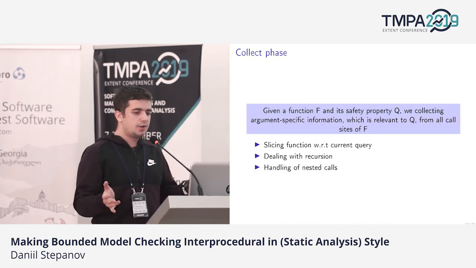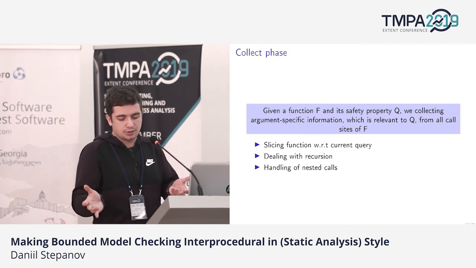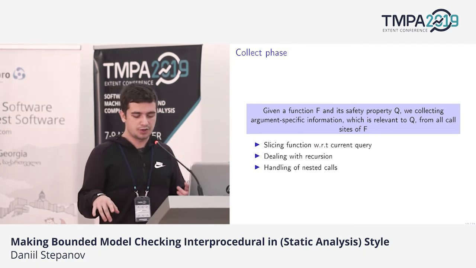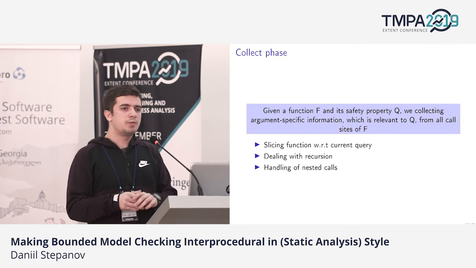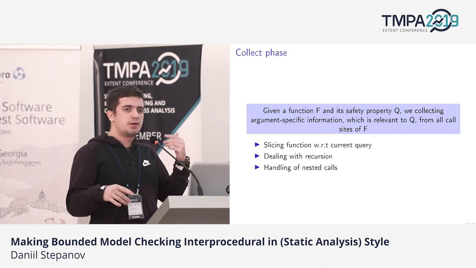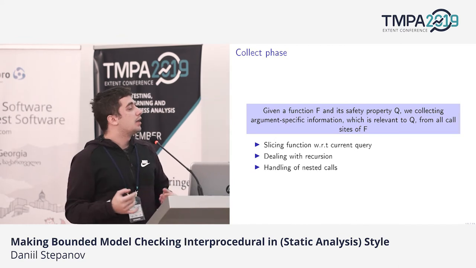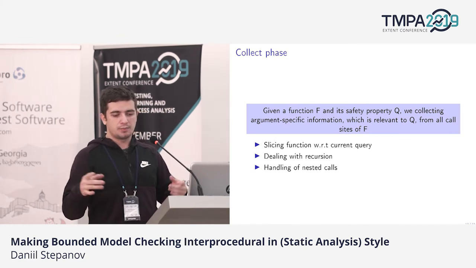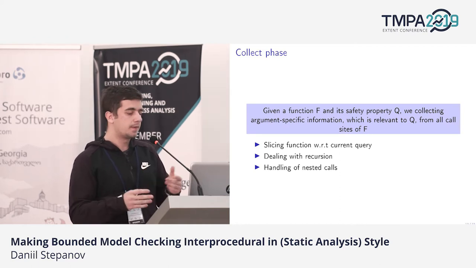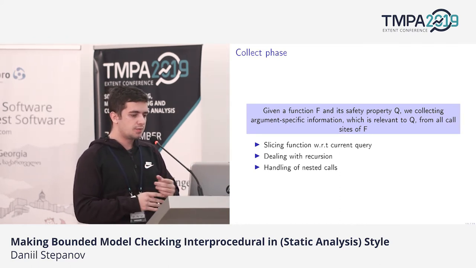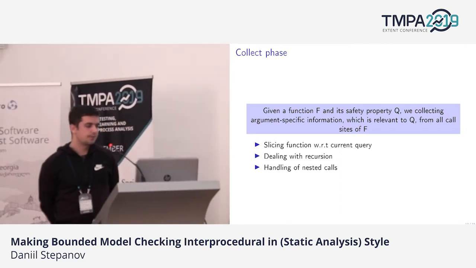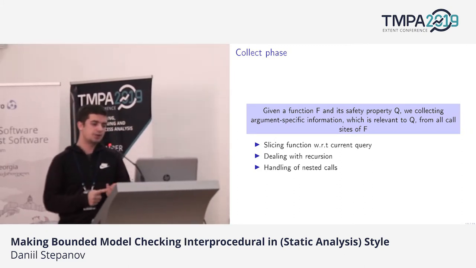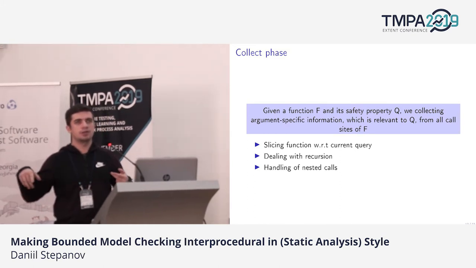Okay. Next, we need to somehow collect all the information that affects variables from the security property and remove the irrelevant parts of information. For that purpose, we're using static backward slicing with alias analysis that removes the irrelevant parts of programs to variables from the security property. There are two questions: how we're dealing with recursion and how we're handling nested calls.